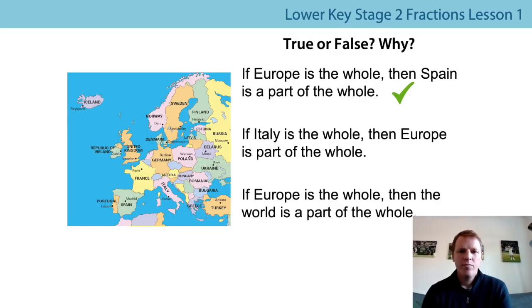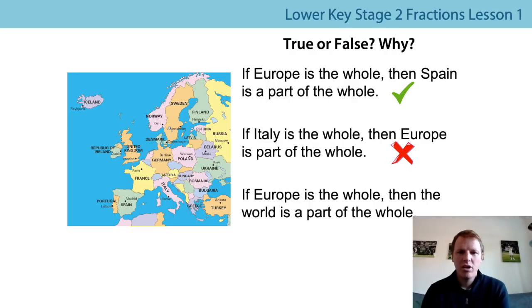Ready for the second one? It is false. We said before that the whole shown on our map is Europe. So Italy's not a whole, Europe is the whole, and actually Italy, which is here in the middle of our map, is a part of the whole, not the whole itself.